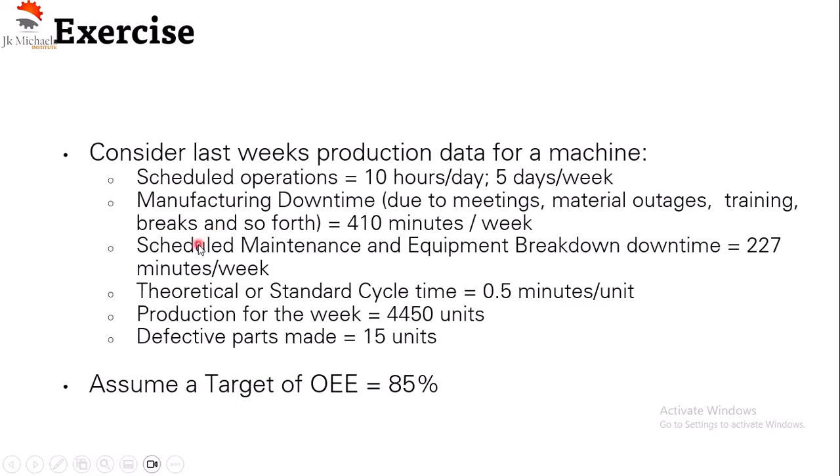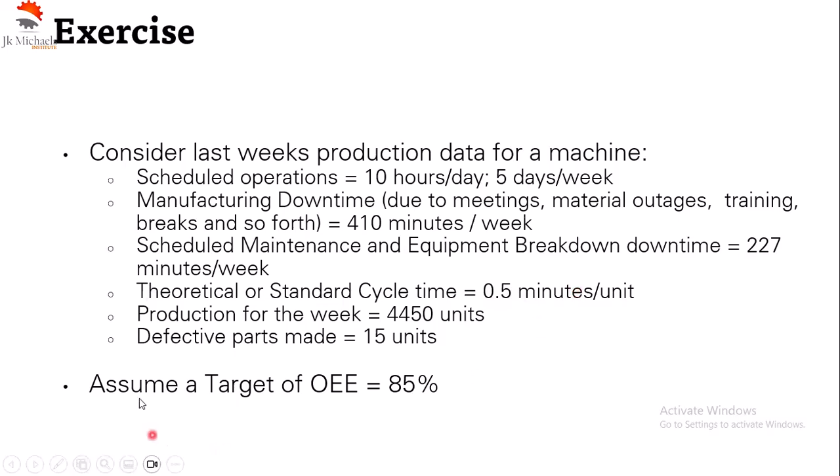But we have, of course, scheduled maintenance. During that period, if we have a scheduled maintenance period, then we will obey it, right? Both scheduled maintenance and equipment breakdown downtime would all contribute to downtime. So in other words, we have 414 and 227 as periods in that week that we were not able to use the machine, right? Now, the theoretical or standard cycle time, which we'll use to calculate efficiency, is 0.5 minutes per unit. So it takes us 0.5 minutes to create 1 unit.